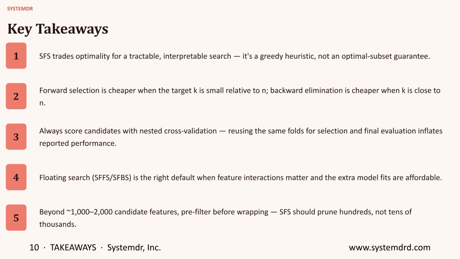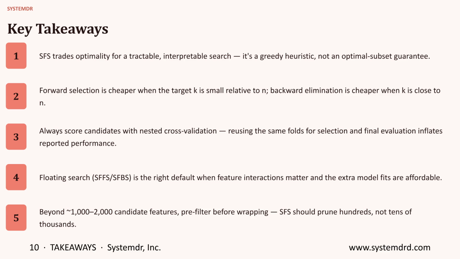1. SFS trades optimality for a tractable, interpretable search. It's a greedy heuristic, not an optimal subset guarantee, and that's a feature, not a limitation, as long as you're honest about it. 2. Forward selection is cheaper when your target K is small relative to N. Backward elimination is cheaper when K is close to N. Pick your direction based on that ratio, not by habit.